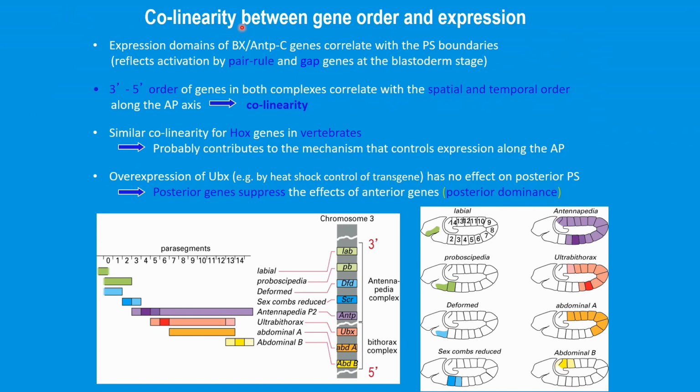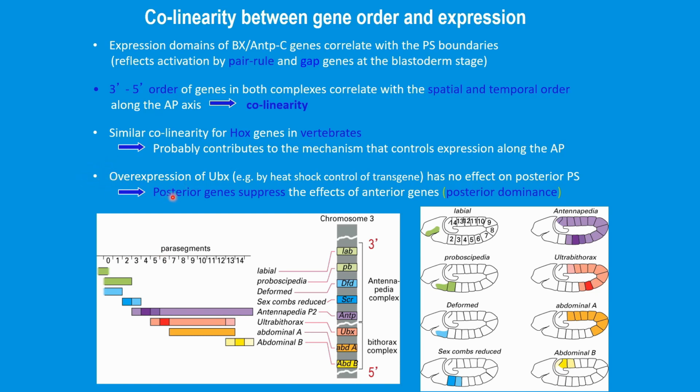Here I'm just describing the collinearity again. It's interesting. You have this 3 prime to 5 prime order of the genes, and that correlates with the spatial and temporal order of expression along the anterior-posterior axis. This is also true for the Hox genes in vertebrates, and it is not fully understood, but it's thought to contribute to the mechanism that controls expression along the anterior-posterior axis, so that the first gene has some regulatory functions on the second, and so on.